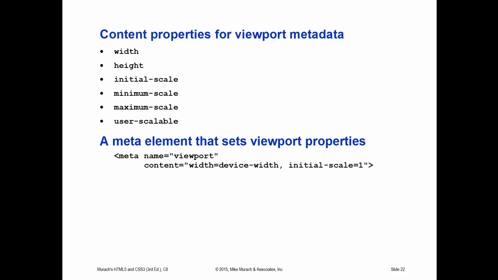Initial scale is a number that indicates the initial zoom factor that's used to display the page. Minimum scale is a number that indicates the minimum zoom. Maximum scale is a number that indicates the maximum zoom. And user scalable indicates whether or not you can zoom.